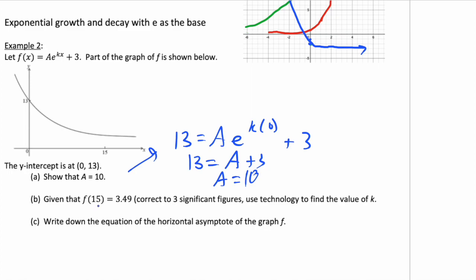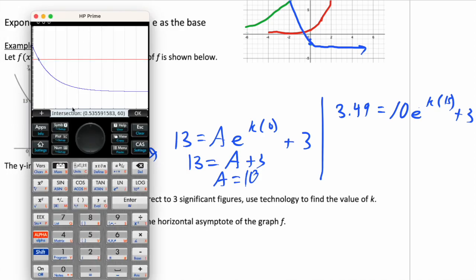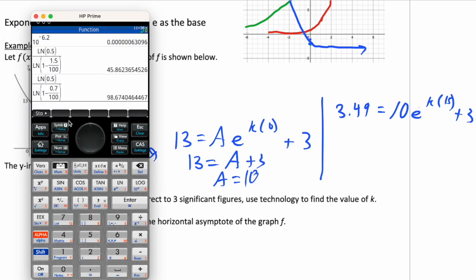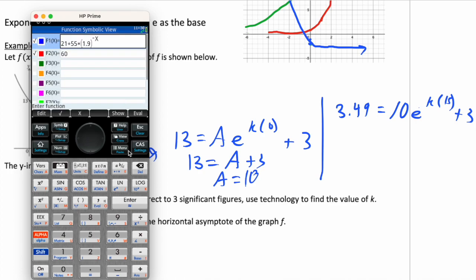Given that f of 15 equals this, find k. So this is just subbing in again for the x and the y. So we're going to have 3.49 equals 10, which is a, times e to the k times 15, plus 3. K is up in the exponent, so let's find k using a graph on our calculator. I think that's the best way to do that.